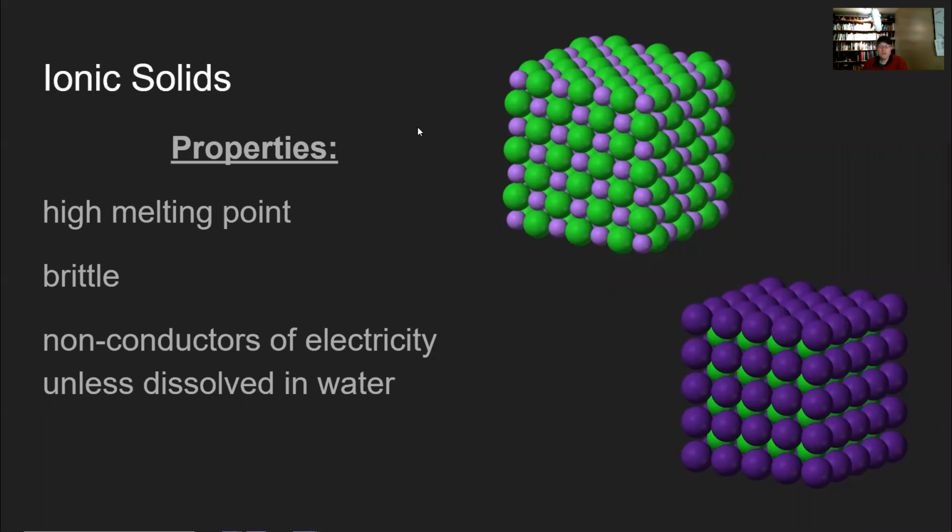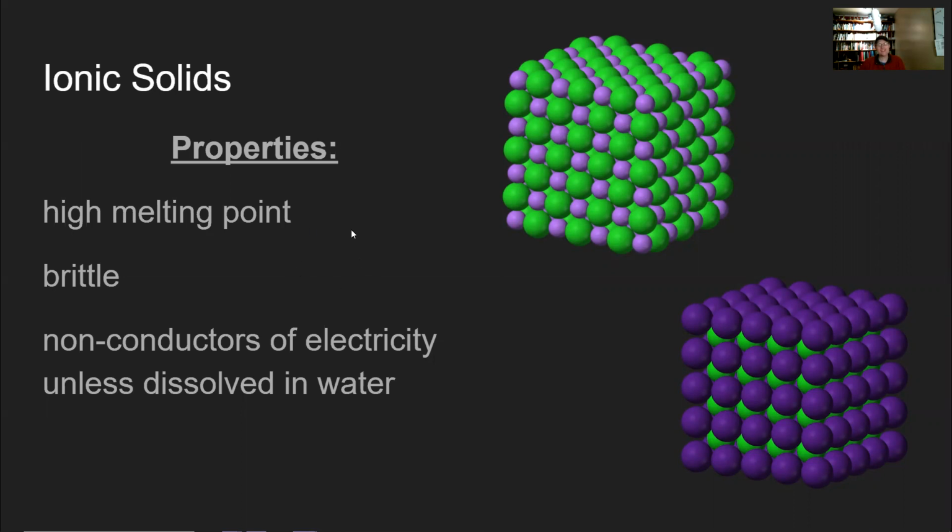They do have that high melting point because there is a strong attraction for those ions for each other. The higher the charge of the ions, generally the stronger the attraction between those particles, which would explain crystal lattices with higher ion charges having higher melting points.